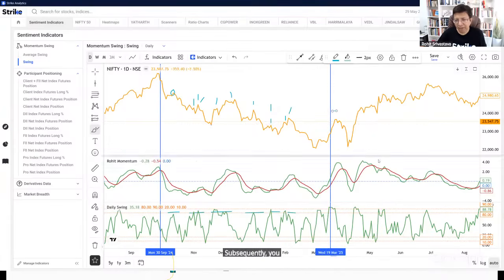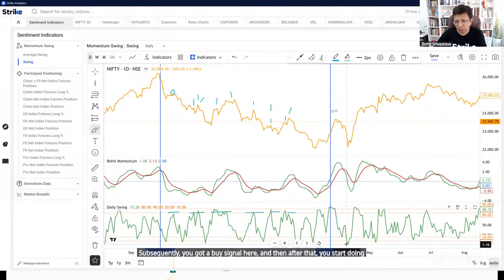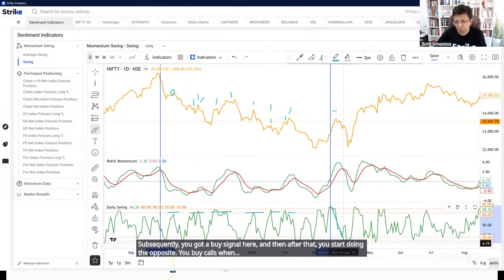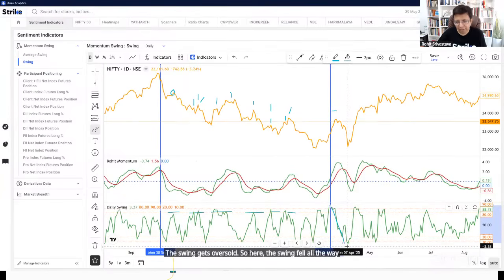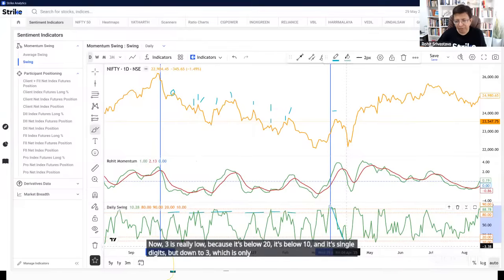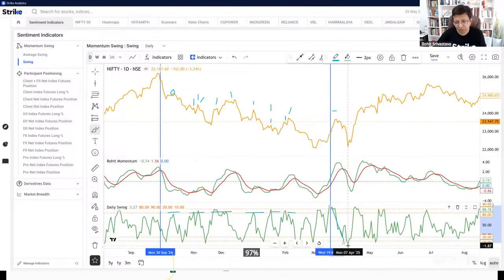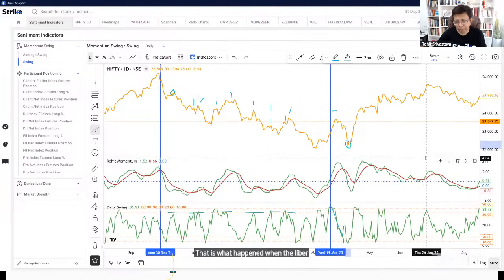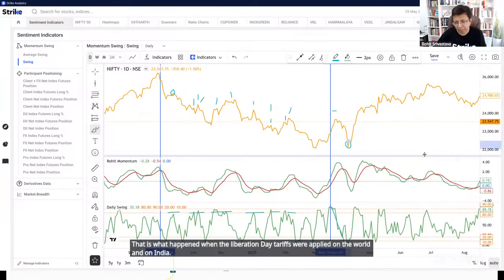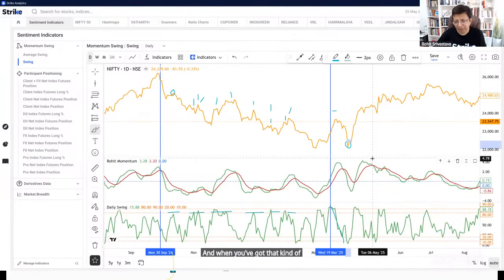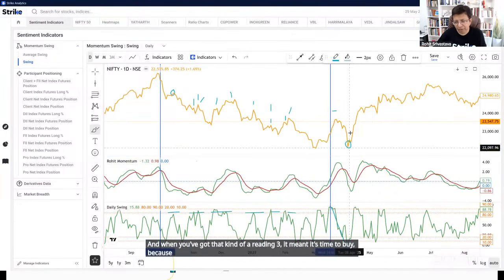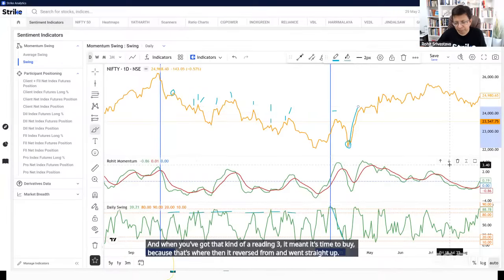Subsequently, you got a buy signal here, and then after that, you start doing the opposite. You buy calls when the swing gets oversold. So here the swing fell all the way to 3. Now 3 is really low because it's below 20, below 10, single digits. It means only 3% of stocks are showing positive momentum, and 97% of stocks are showing negative momentum. That is what happened when the Liberation Day tariffs were applied on the world and on India. And when you got that kind of reading, 3, it meant it's time to buy, because that's where it reversed from and went straight up.